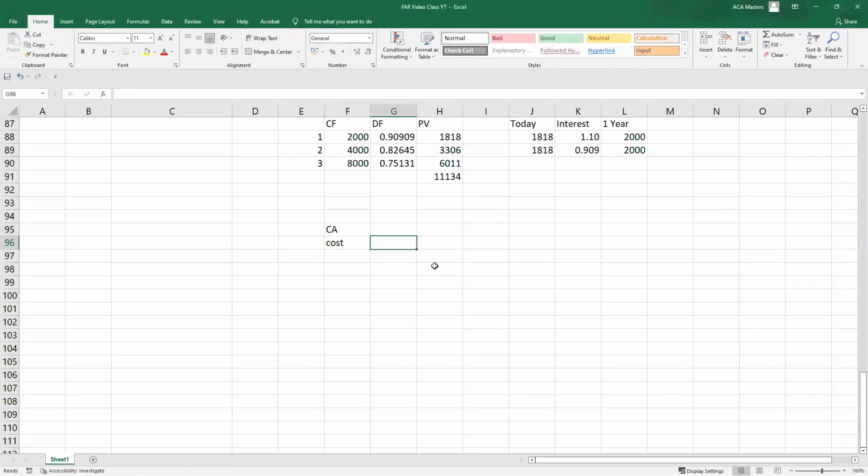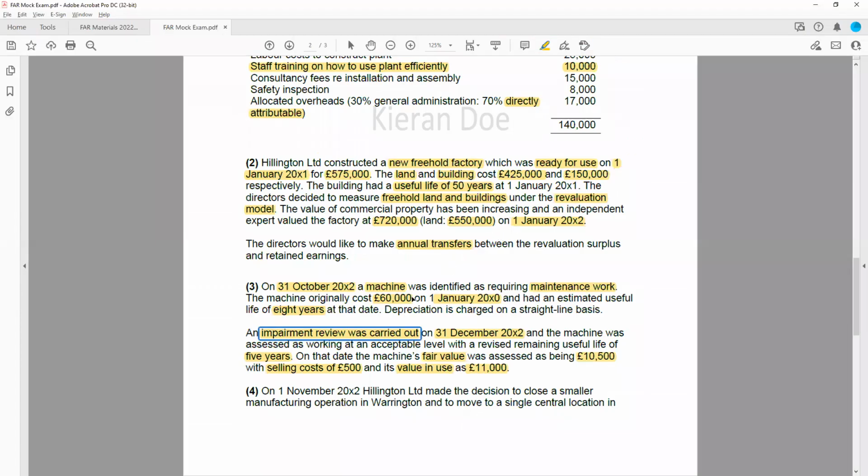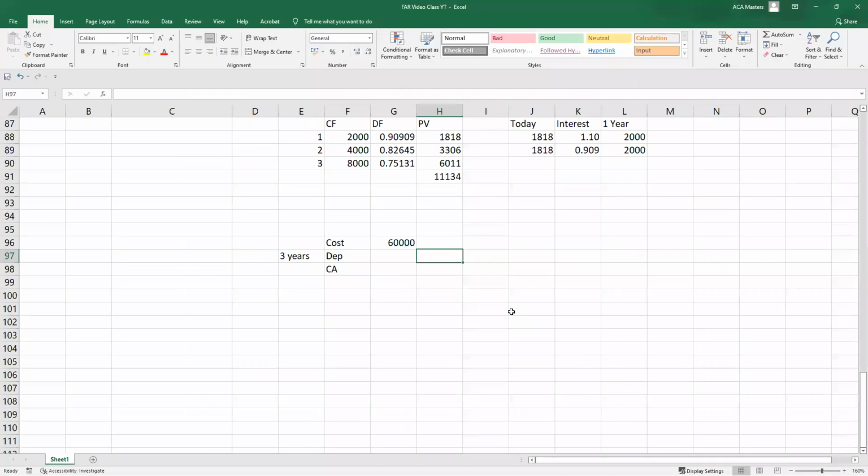So we know what the original cost was, that was 60k, so therefore we have our depreciation. Now we're going to have depreciation to get to the carrying amount. We're going to have the depreciation for 3 years. So if we work out what the depreciation is per year, it's told us 8-year useful economic life, and no residual value. We're not told about a residual value. So therefore we can see what depreciation would be each year. We'd have 3 years for that, and therefore we'd have the carrying amount at the year end.